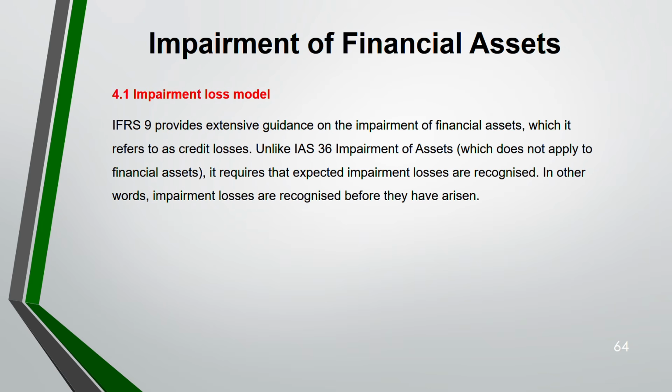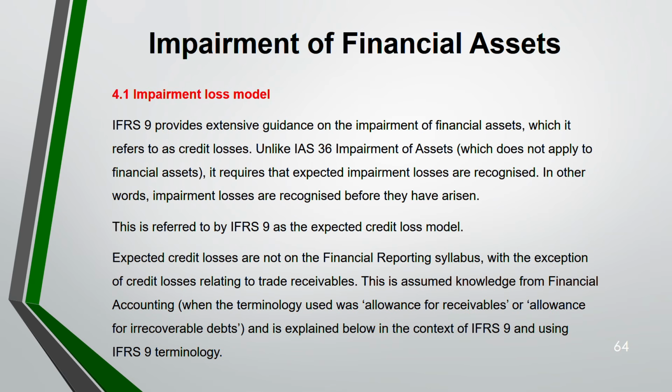Here, impairment losses are recognized before they have actually arisen. But in IAS 36, first impairment happens, then you recognize it. Here, you go by the expected impairment loss model. That's why the word expected comes. You're just expecting that this will be the loss. Expected credit loss model.